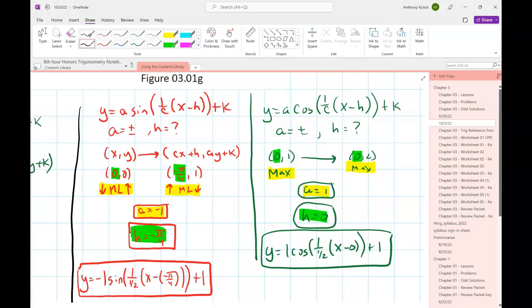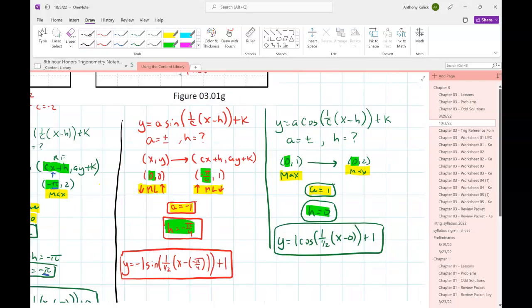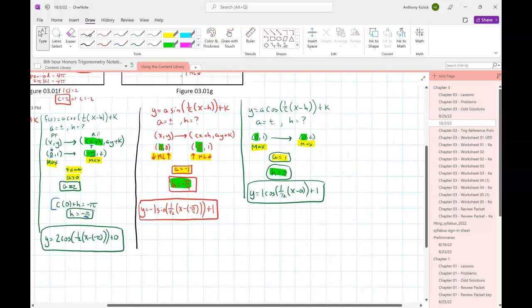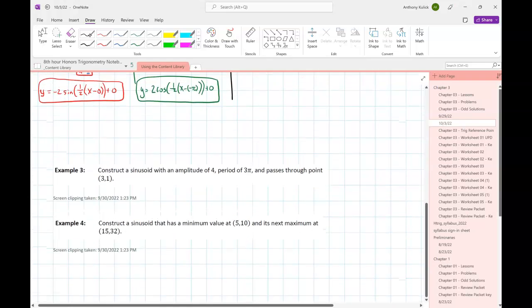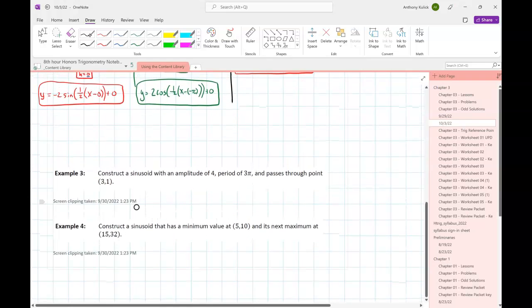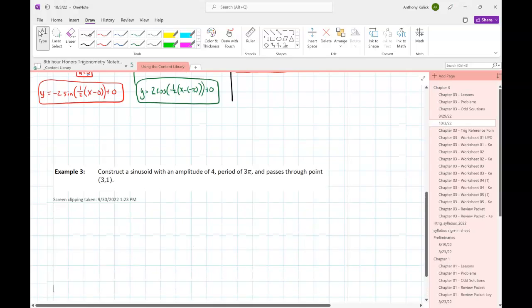How are we doing with this? Is this okay? I try to make it as visual as I can. All right. Let's go and do one of these examples.